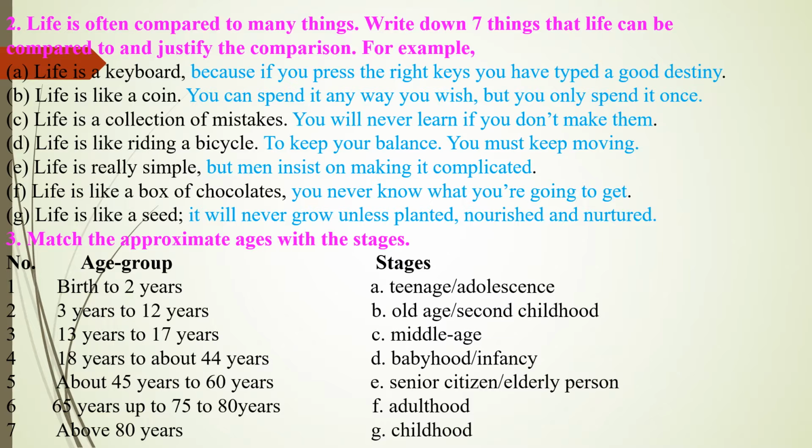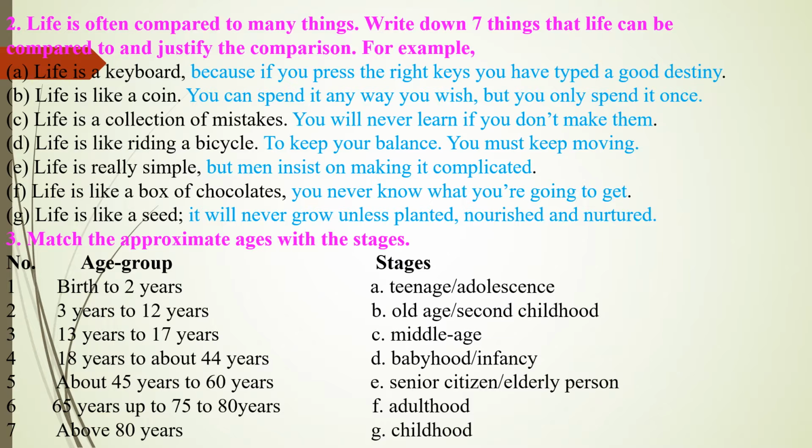Life is really simple, but men insist on making it complicated. Sometimes things are very simple but we are making them very complicated. Life is like a box of chocolates. You never know what you are going to get. Life is like a seed. It will never grow unless planted, nourished and nurtured. So all these facts are about life, because we are going to learn in this poem about the different stages of life. Now question number 3, match the approximate ages with the stages.